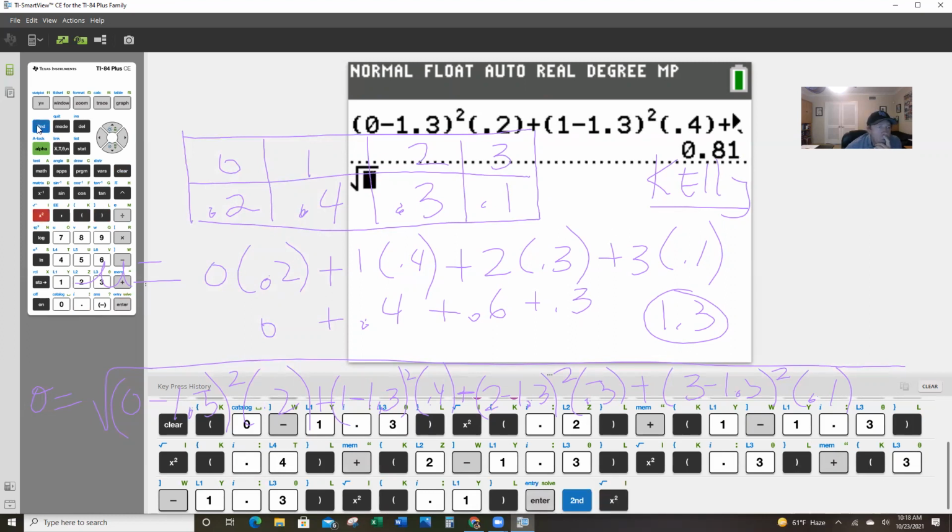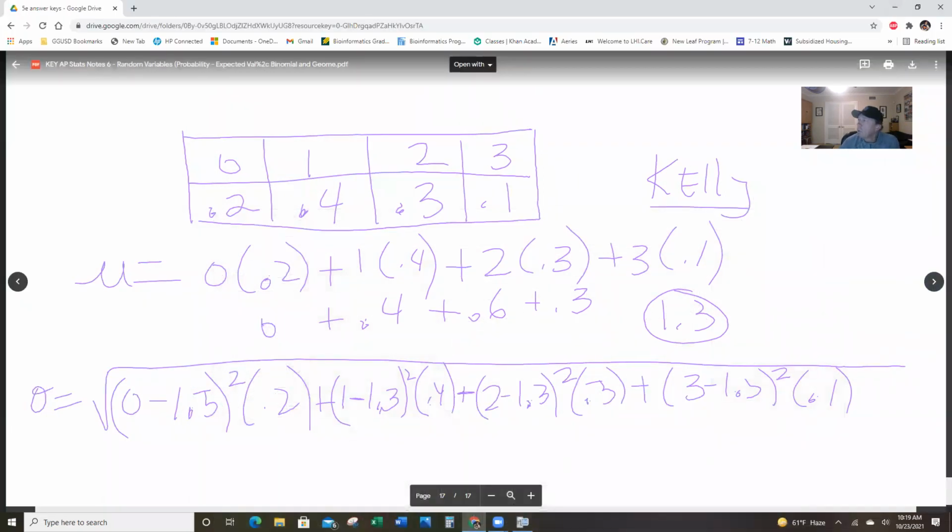Second square root, second answer. So it's about 0.9. Okay, so the standard deviation is 0.9 on this. All right, we reduce that. So this is 0.9. All right, so what we got is Kelly shoots an average of 1.3 free throws per game, and her standard deviation is 0.9, meaning she deviates from 1.3 by an average of 0.9.